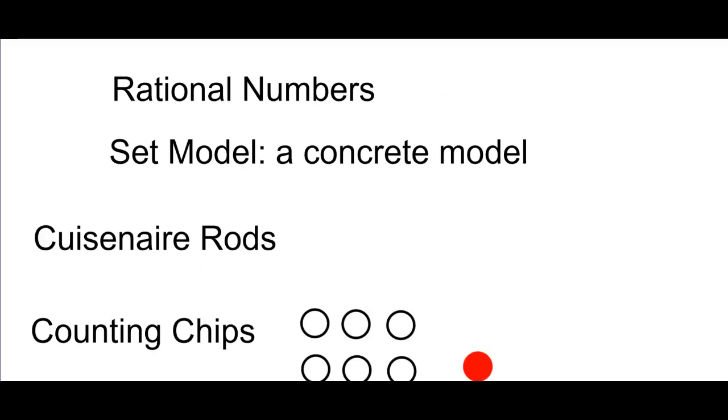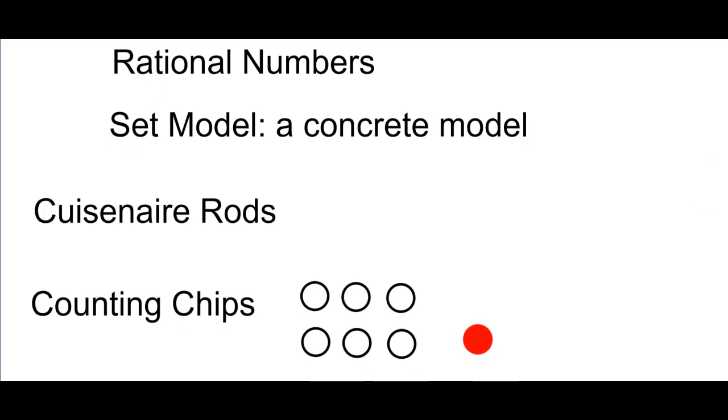So there are a couple ways that we can represent rational numbers, and the first we're going to look at is a set model. Now, a set model is a great way to introduce rational numbers to students seeing it for the first time because it's going to be a concrete model. Anything that's tactile that they can touch and manipulate, that's going to be considered a set model. One popular way that this is shown is with color chips.